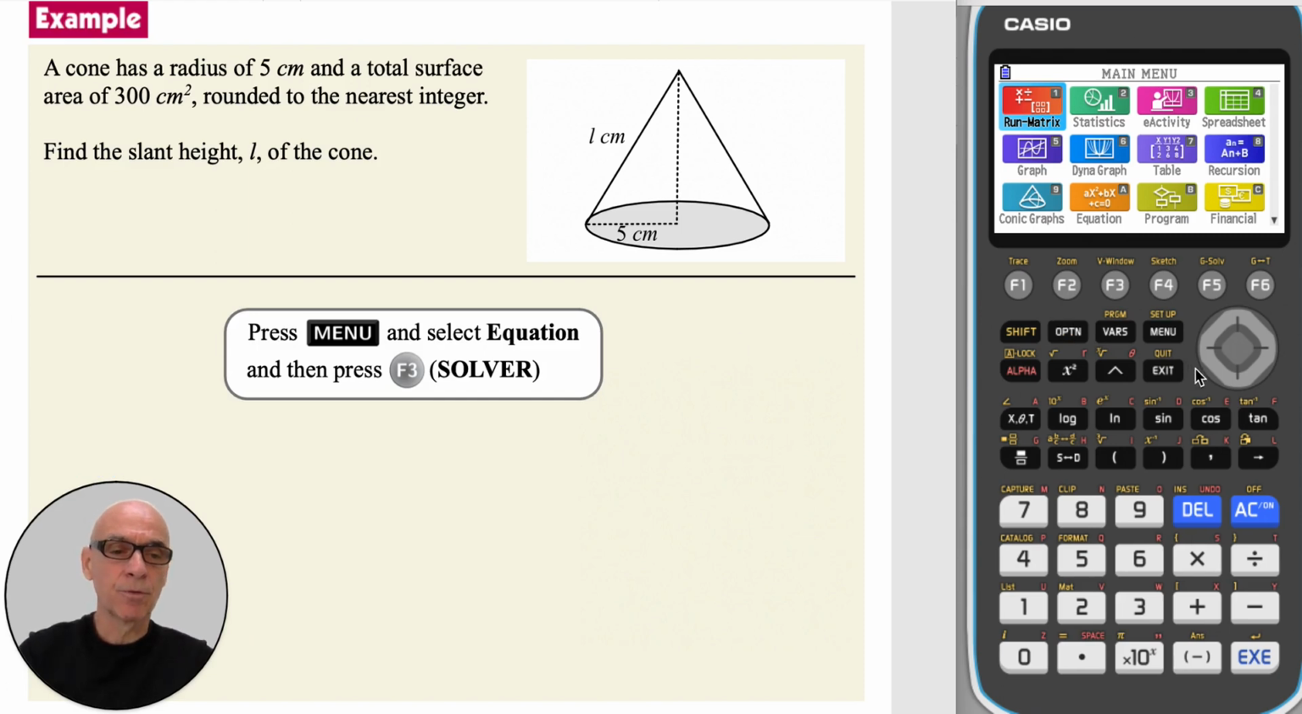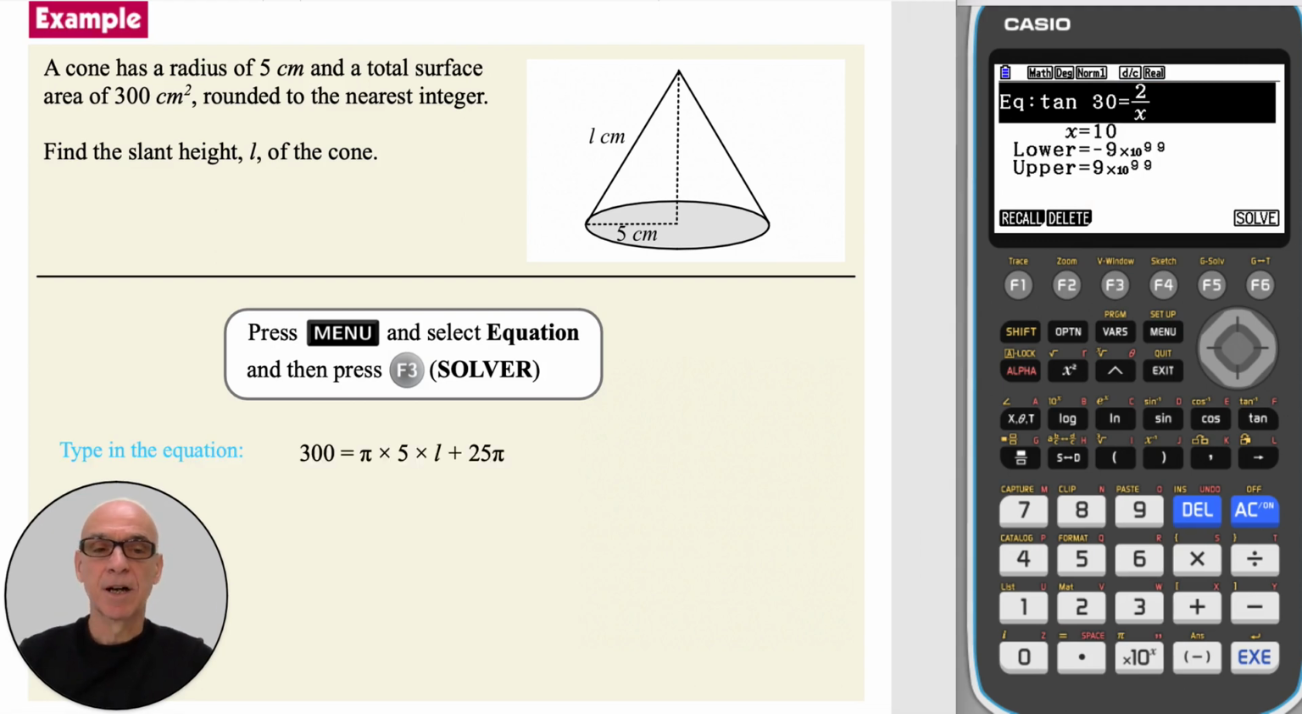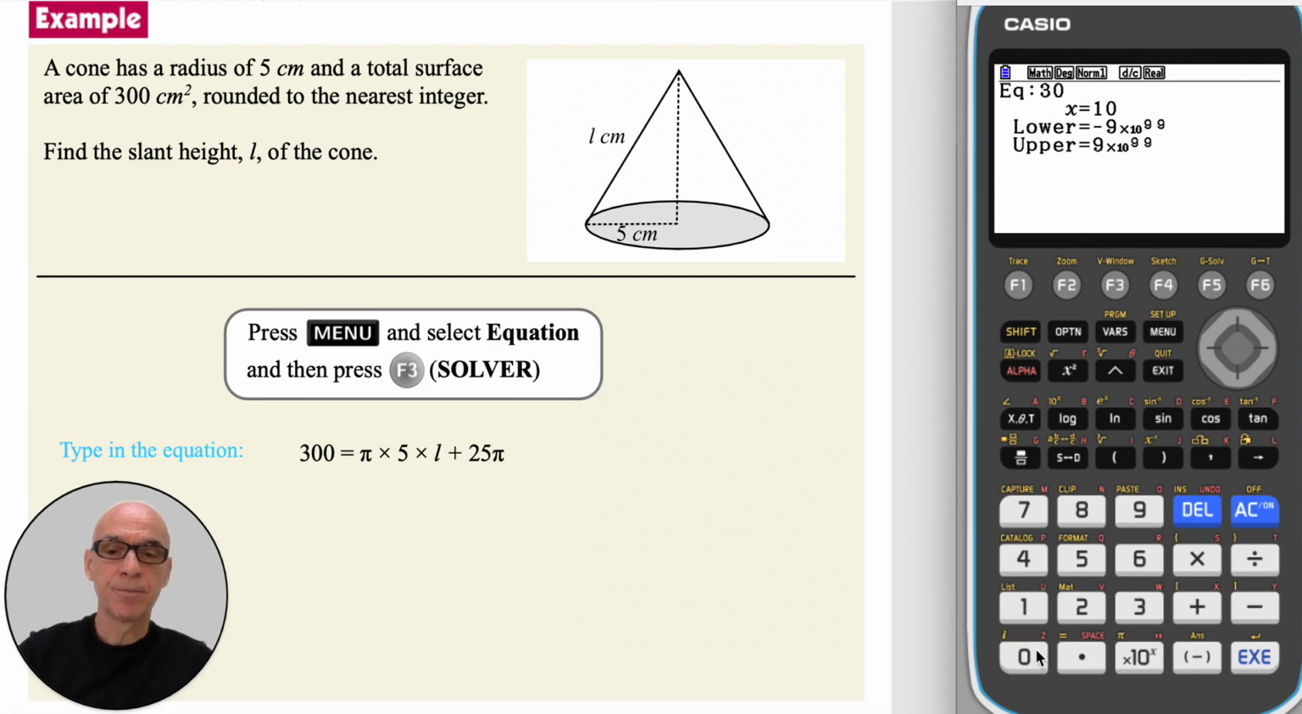To use Solver, from the main menu, select Equation, and then press F3, Solver. Type in the equation to be solved. So enter in 300, pressing Shift to access equals at the bottom, and then again Shift to access pi, also at the bottom, multiplying by 5, multiplying by pressing the X variable button to represent L, and adding on 25 pi.